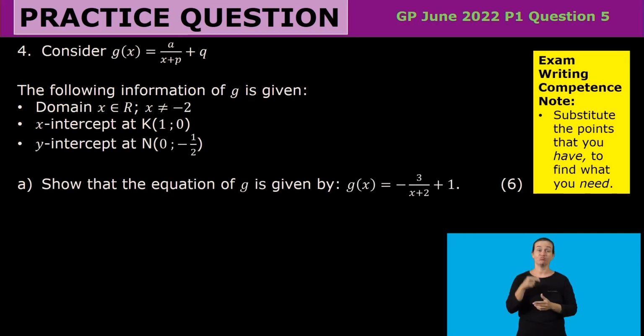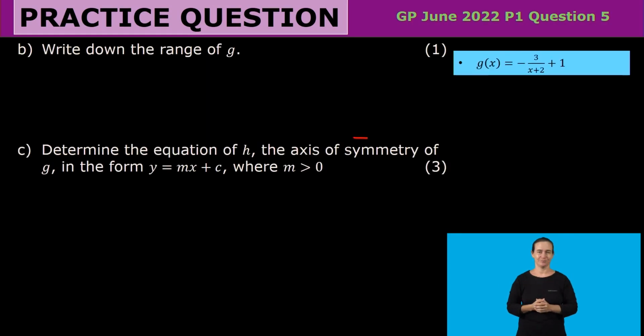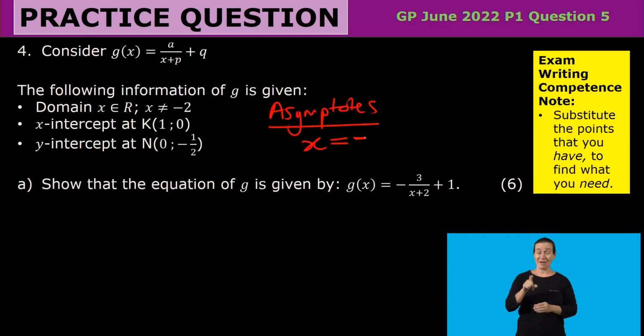Now, it says there the following information of G is given. It says there that the domain is x is an element of R, but x cannot be -2, which means that this hyperbola can take all the values of x except for -2. Do you know what that means? Yes, of course, that means that one of our asymptotes is x is equal to -2. The fact that x cannot be -2 means that's our asymptote.